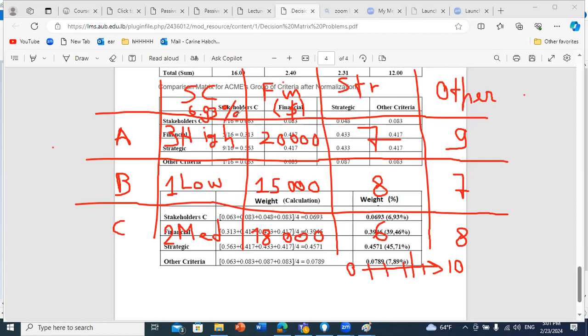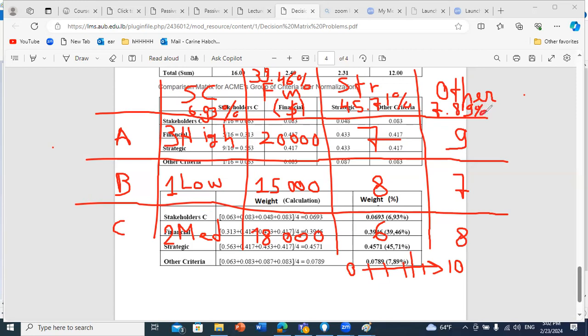For financial, we have 39.46. So we put here 39.46%. For strategic, it's 45.71%. And finally, for other, it's 7.89%.